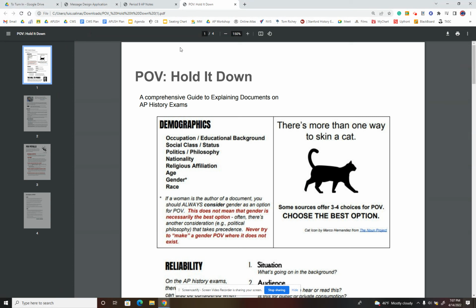Now let me go ahead and go into my visual that I created. So this is considered the point of view, which is part of our HIP analysis, which allows students to try to understand and analyze and put the document in its time and place, and then utilize that document to prove an argument, to give validity to an argument. So I describe this as a comprehensive guide to explaining documents on the AP exam.